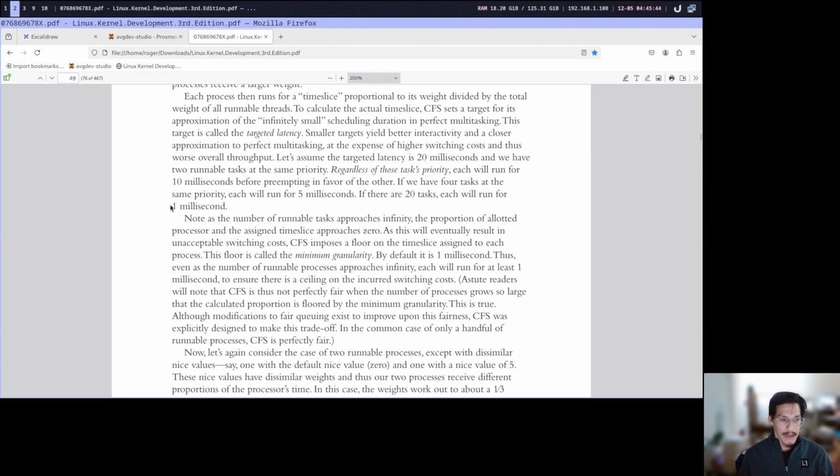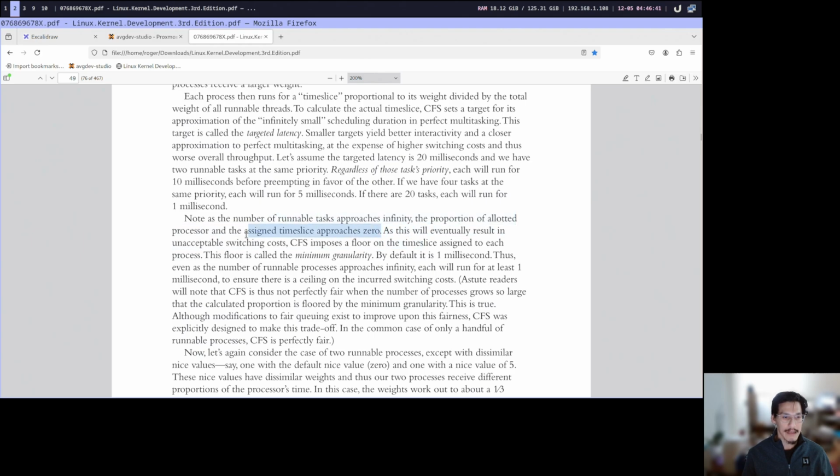Okay. So because the targeted latency is 20 milliseconds, I think what they're saying is that targeted latency is the amount of time where all runnable processes have to run, at least for that round. Now we all have the same priority, so all of them are going to run for 1 millisecond in this case. So note, as the number of runnable tasks approaches infinity, the proportion of allotted processor and assigned time slice approaches zero. Okay, that's true because the more processes we get, the more context switching we have to do because there's less time. So really, the runnable time is just getting so small that it's zero.